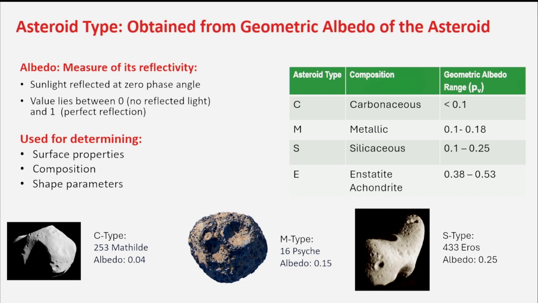In particular, I was looking at the composition because different types of asteroids with different compositions have different geometric albedo ranges. For example, asteroids that are carbonaceous will have a very low geometric albedo because they don't reflect much light, and this is normally below 0.1. Whereas metallic asteroids and silicate asteroids will have a higher geometric albedo as they reflect more light. So using this geometric albedo, I would be able to find the composition of the asteroid.